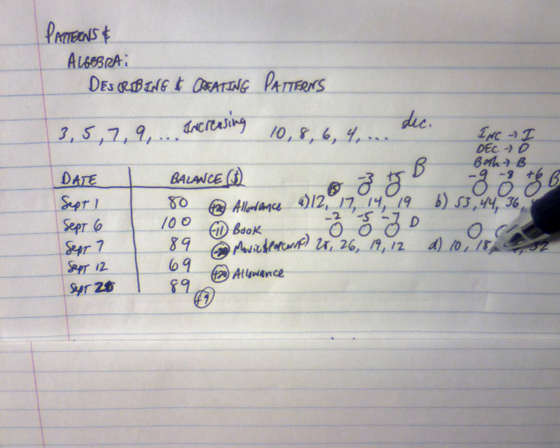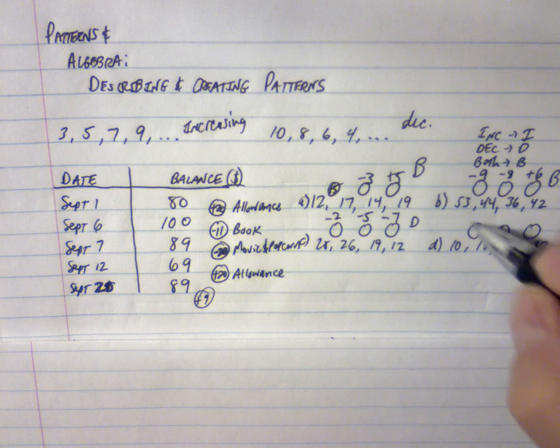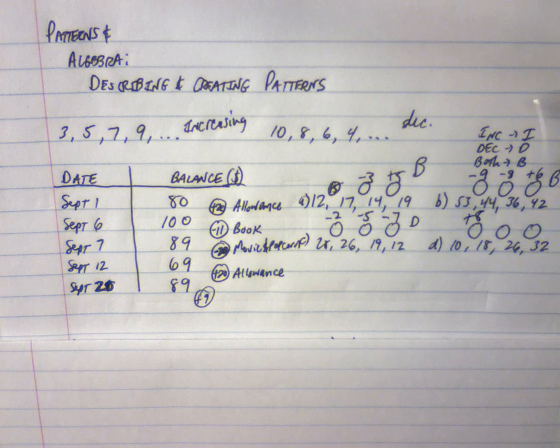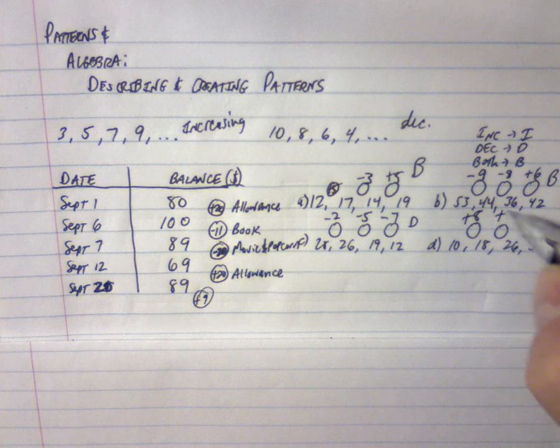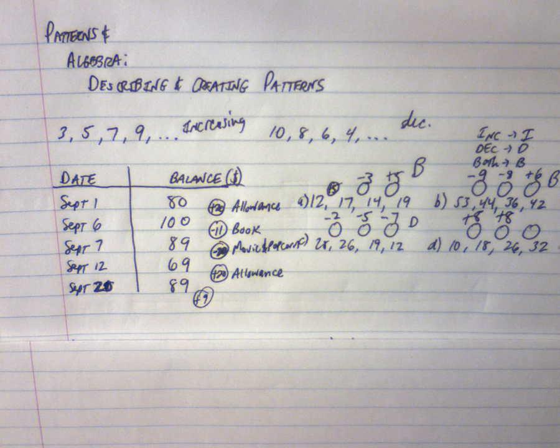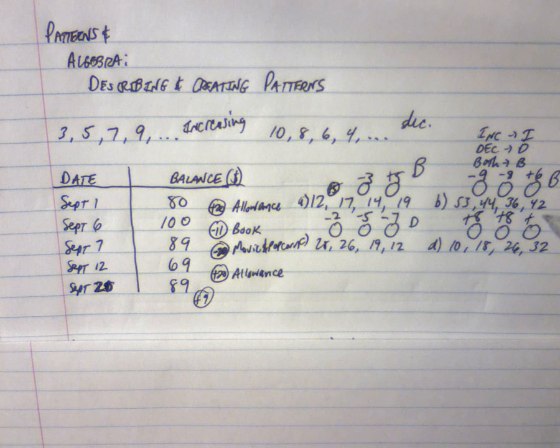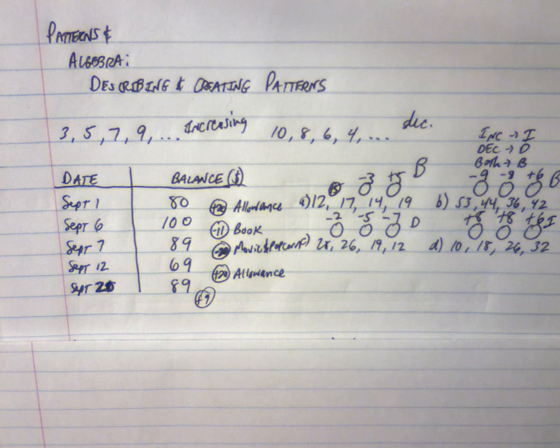Let's take a look at the next one. 10 to 18, what are we doing? We're going up 8. Plus 8. We got 18 to 26, what are we doing? Going up 8. And we have 26 to 32, which means we're going up 6. So we are increasing.